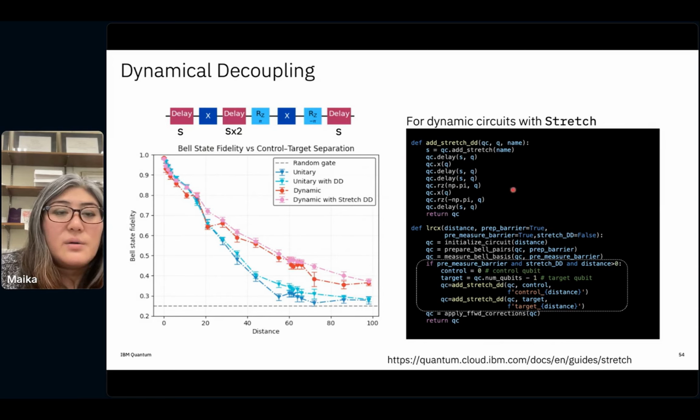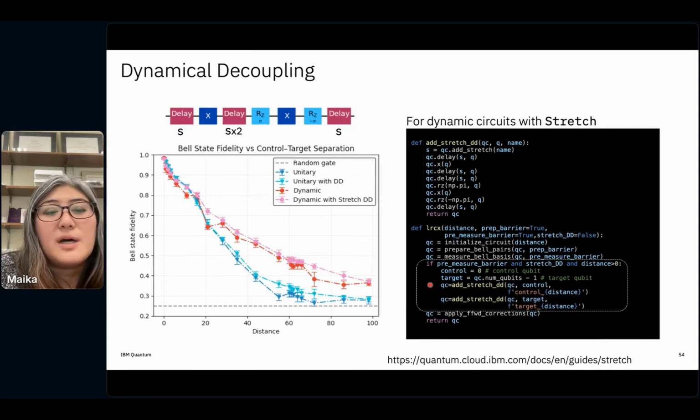So here you see the code snippet where you could write something like this with add stretch DD: define the stretch, delay, pi, delay, these pulse again, and then another delay using this stretch. In the notebook, the LRCX is how we were generating these circuits for each point. You could insert this block into the notebook by using this add stretch functionality.